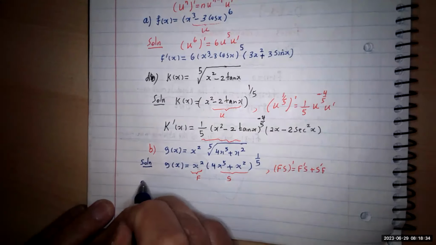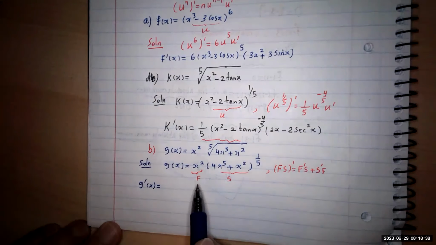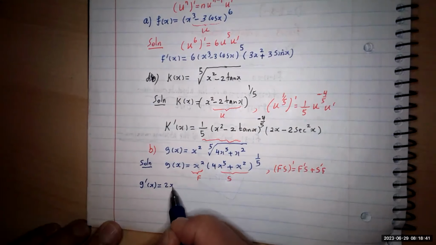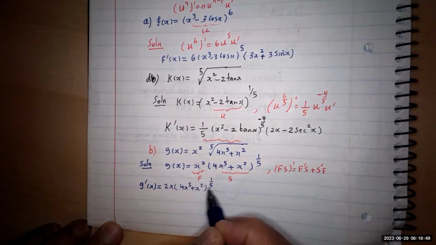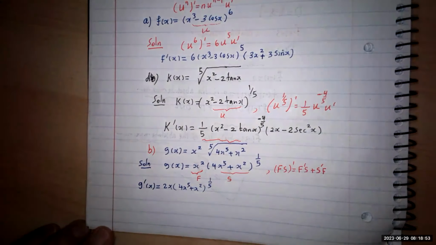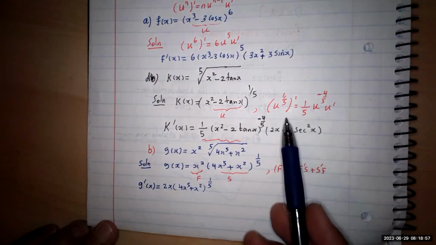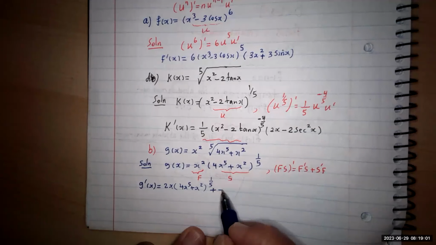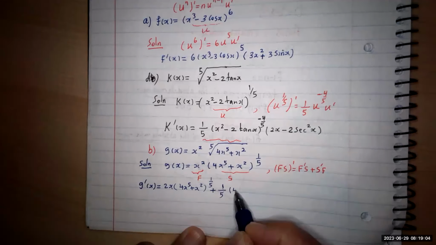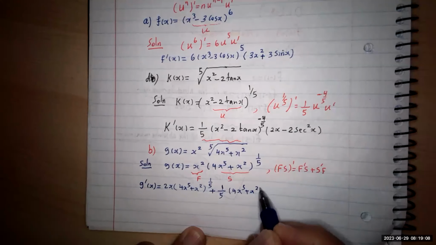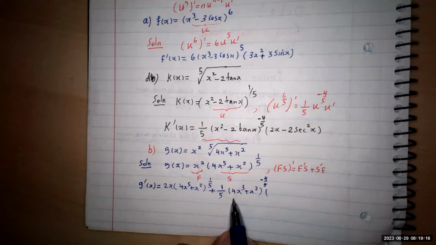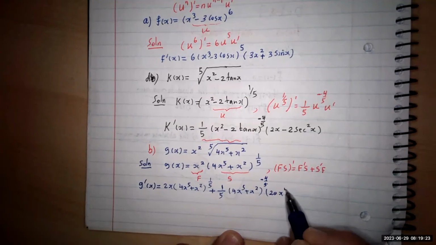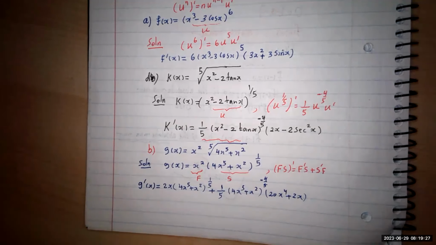So g prime of x is equal to the derivative of the first one, derivative of x squared, 2x, times the second, (4x to the fifth plus x squared) to the 1/5. This is untouched. Now the second one is u to the fifth, so you bring one fifth down, plus 1/5 times everything else staying the same, (4x to the fifth plus x squared) to the negative 4/5. Remember, times u prime, the derivative of the inside: 4x to the fifth gives 5 times 4, 20x to the fourth, plus 2x. So that will be the derivative of the second one.